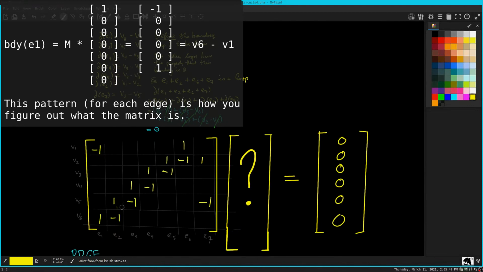Boundary of e2 is v5 minus v6. Boundary of e3 is v4 minus v5, and so on. And so it's just the boundary of this edge. You put a 1 for the plus sign, a minus 1 for whatever's on the minus sign, and you fill out this matrix. And what we want to do is we want to find loops.